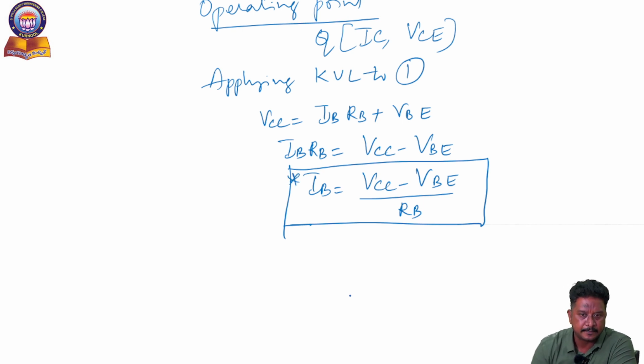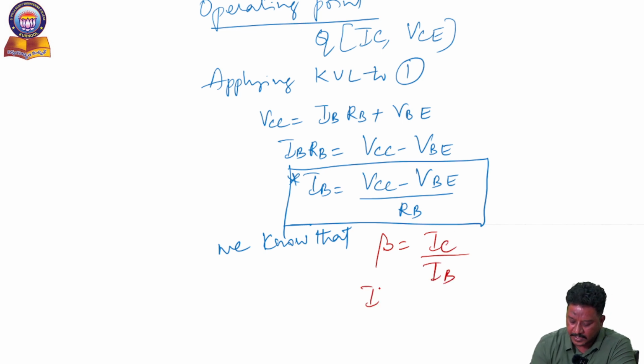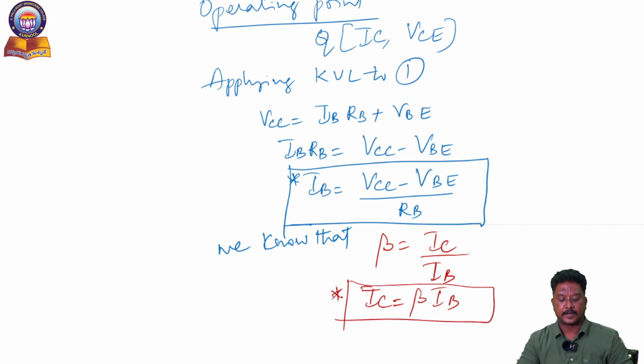Once you know IB, we can easily find out IC from the amplification factor beta. That we already know. Beta is equal to IC by IB, so that IC is equal to beta into IB. So from this we can locate IC. This is the point we are locating. From path 1 we are locating the IC value.